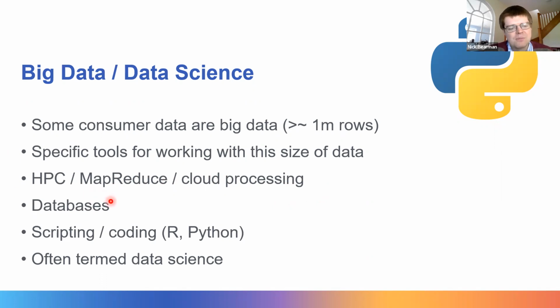Two of the probably key things are use of databases, which is really useful when you're working with large data sets, even if it's not as big as big data, and scripting or coding. This is becoming much more popular in GIS and across the board in other areas. R and Python are the two big ones there, but there are others available. And we often wrap this up as data science. So if you start seeing material about data science, this is the kind of thing we're talking about.